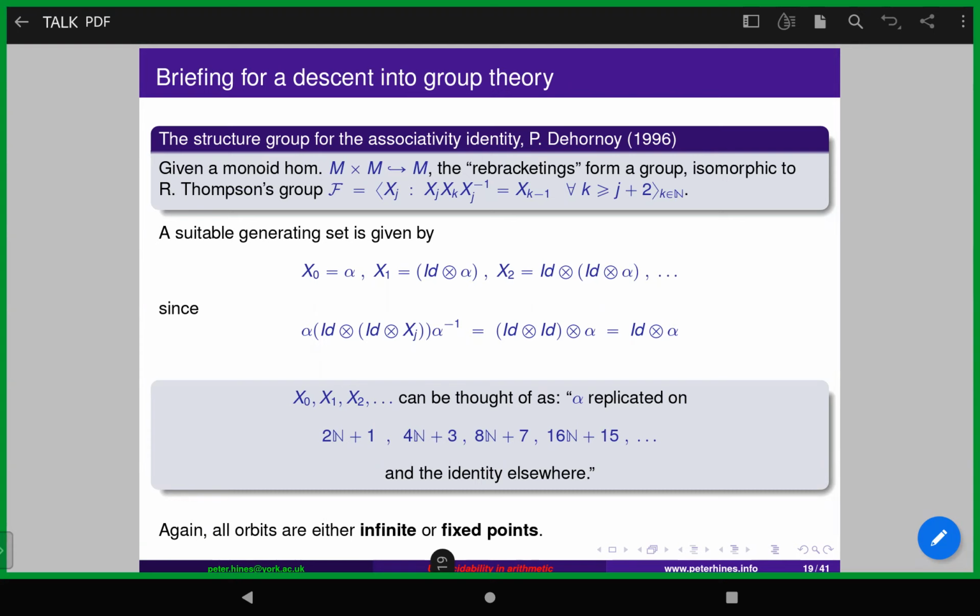associativity. Well, if we conjugate x2, or indeed xj for any j, by alpha, what we get is we're rebracketing. So we're bringing two identities together and arriving at identity and identity. But this and is a monoid homomorphism. So identity and identity is simply the identity. And what we've done is we've lowered the index of this generator in Richard Thompson's group by 1.